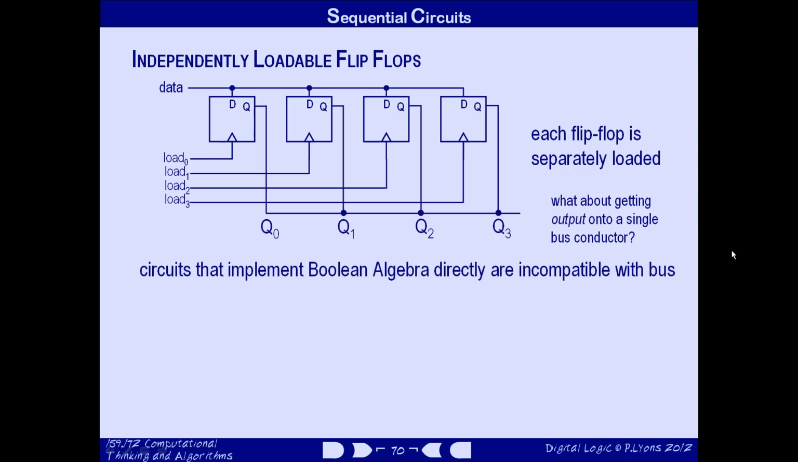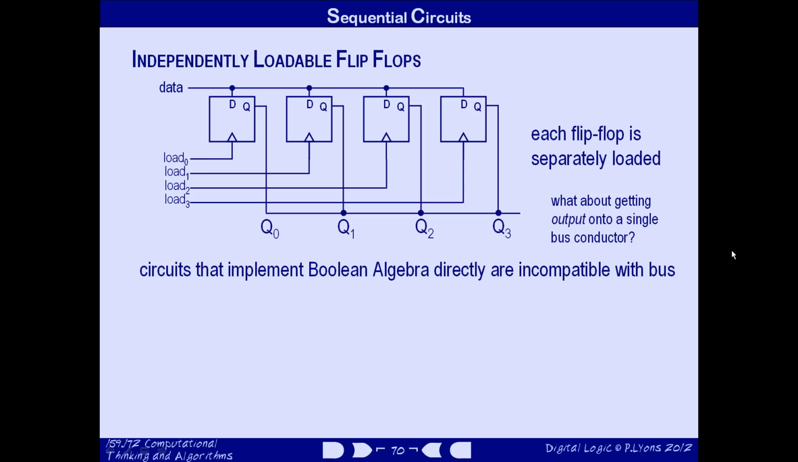Boolean operators always have a true output or a false output. In electrical terms, that means a high output voltage or a low output voltage. So some flip-flops would be trying to set the voltage high, and at the same time, some other flip-flops would be trying to set the voltage low.